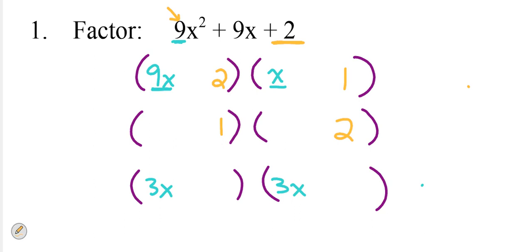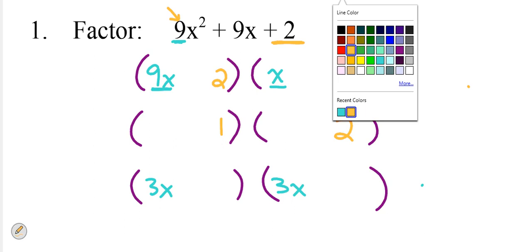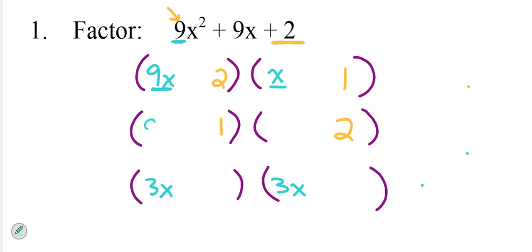I'm going to back it up for a second because you're thinking, it's the same thing, Miss Overby, it doesn't matter which way we put it, but it does. So let's back up and put the 9x here and the x here. Now let's stop. Are the 1 and the 2 positive? They're both positive, aren't they? So we've got plus, plus, plus, and plus.